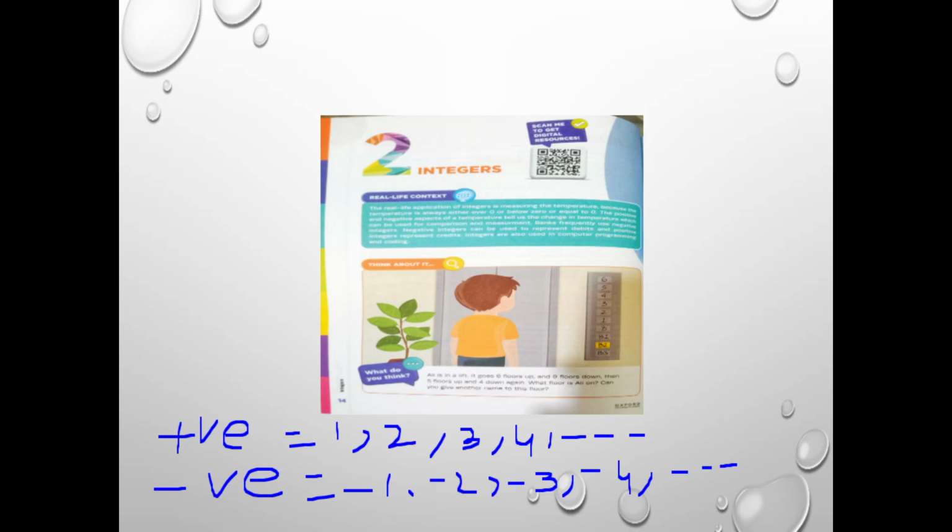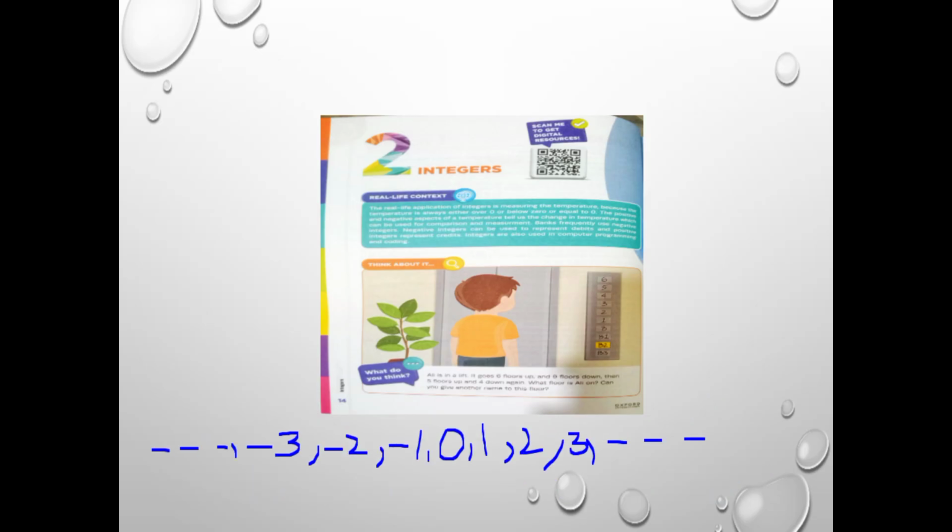Examples of integers: positive integers are 1, 2, 3, 4, and so on. Negative integers are -1, -2, -3, -4, and so on, and 0. So integers are ..., -3, -2, -1, 0, 1, 2, 3, and so on. Integers are all the numbers we already know plus the numbers below zero.